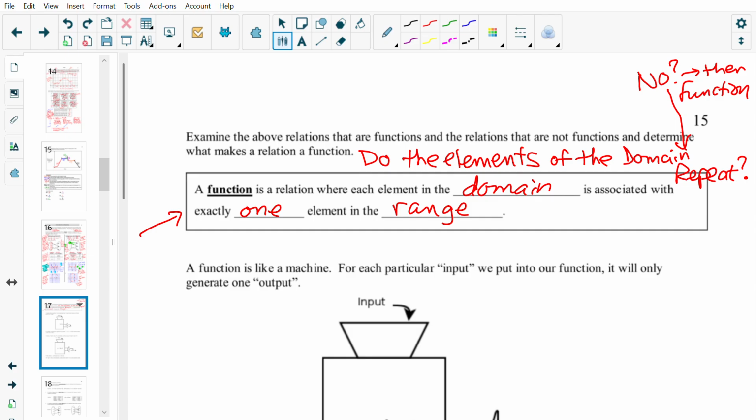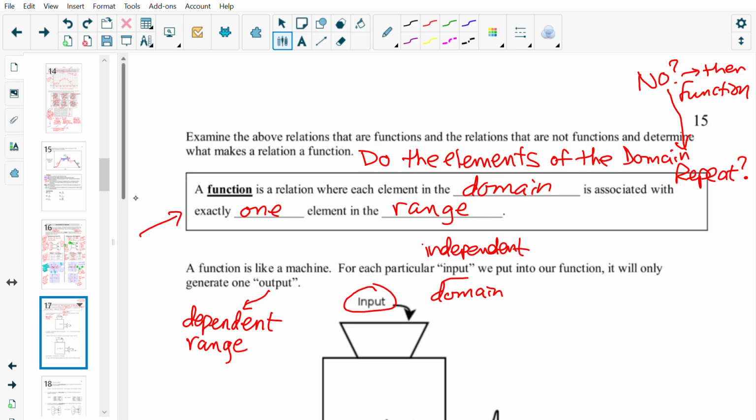Okay, what is even a function? Let's talk about this. A function is like a machine. For each particular input, this is the independent variable, or also domain, that we put into our function, it will only generate one output. The output would be your dependent variable, or your range. So one element of the domain is related to exactly one element in the range.